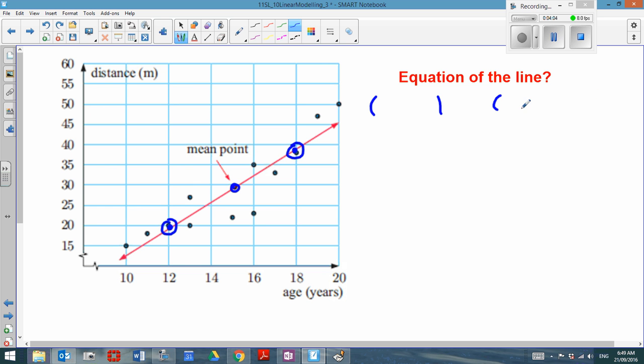So, again, we'll start with 2 points, because once I have 2 points, I can find the gradient. So if I look at this line, I'm going to use, let's say 12 and 20 is pretty close.